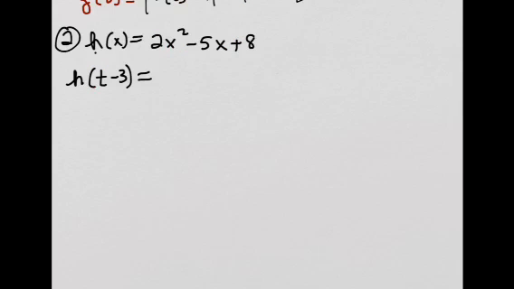Okay, so here we're not going to evaluate for a number value. We're going to evaluate the expression for h of t minus 3. So again, just like before, what it means is wherever you see an x, you're going to replace that with the expression t minus 3, with the binomial. So that's the first step. Just replace all your x's with t minus 3, and then we'll simplify.